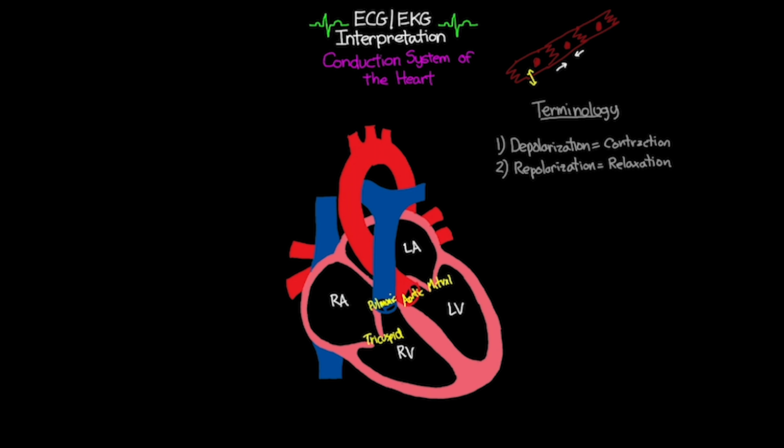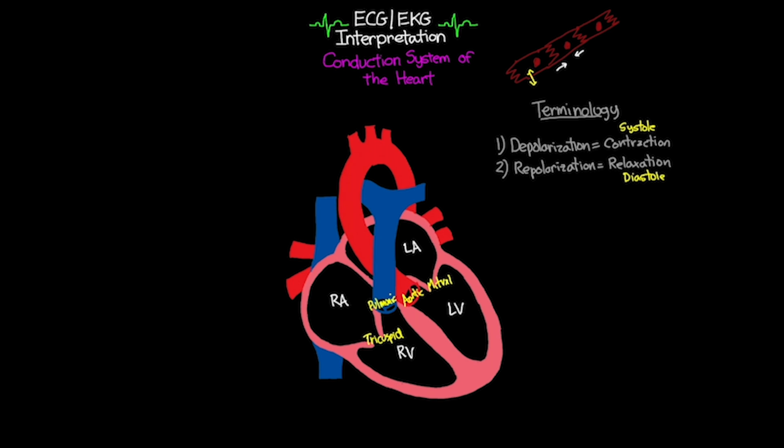And so like I said, these terms are going to be very important as we get to talking about what's happening within this conduction system. But just remember, depolarization means we have contraction happening, and repolarization means we have relaxation happening. And so it's also important to note that when this is happening in the ventricle, this contraction is what we call systole. And again, within the ventricle, when we have this relaxation going on, this is what we refer to as diastole.